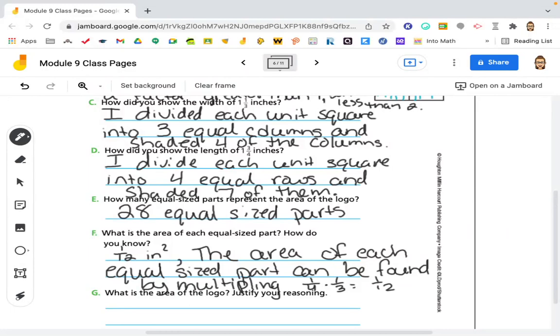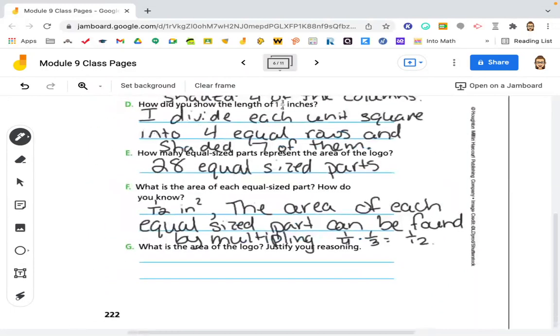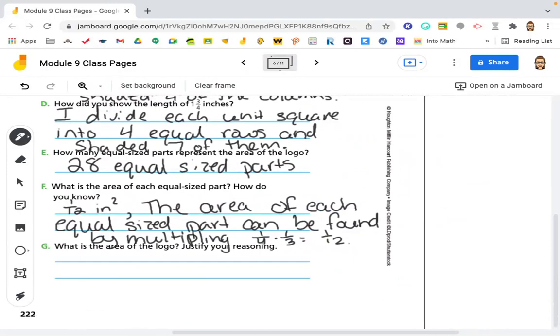Well, if each one of our pieces is 1/12 inch squared, and we have 28, that means I would do 1/12 times 28. I put over 1. So I'd have 28 twelfths, which 12 goes into 28 2 times, and there would be 4 left over. So I'd have 4 twelfths.